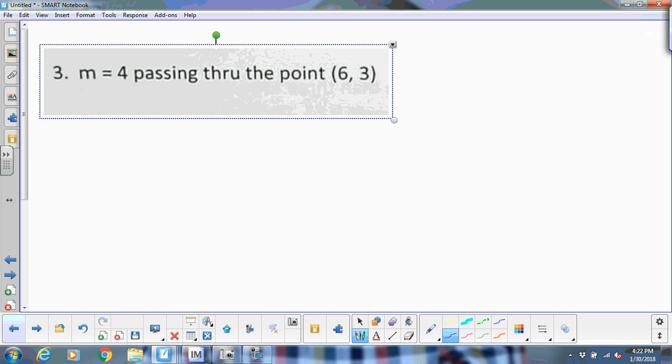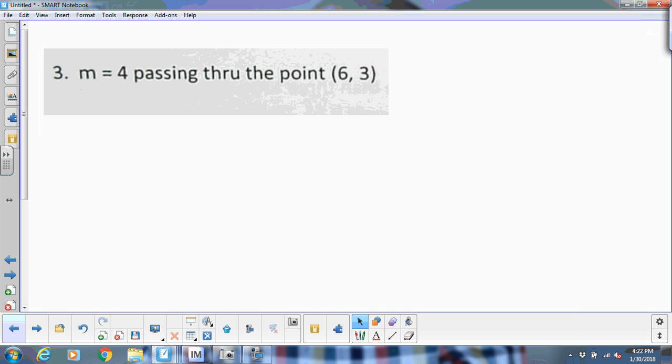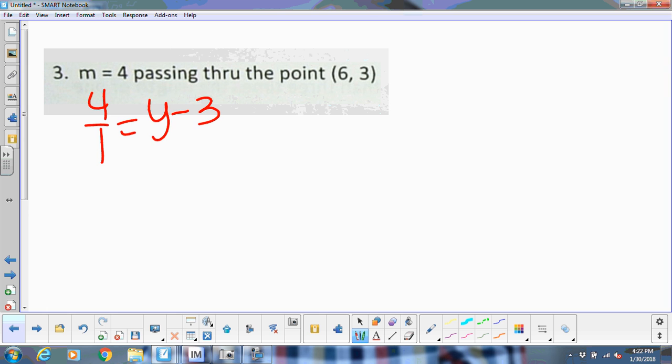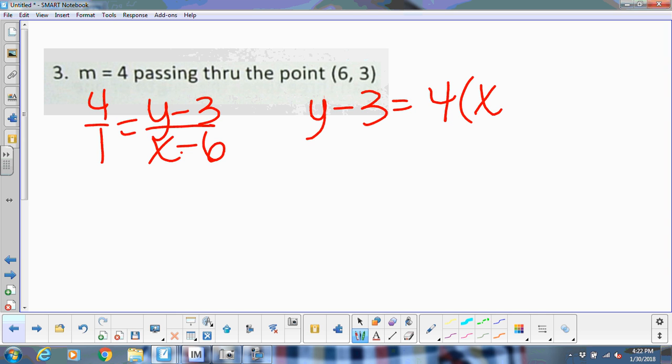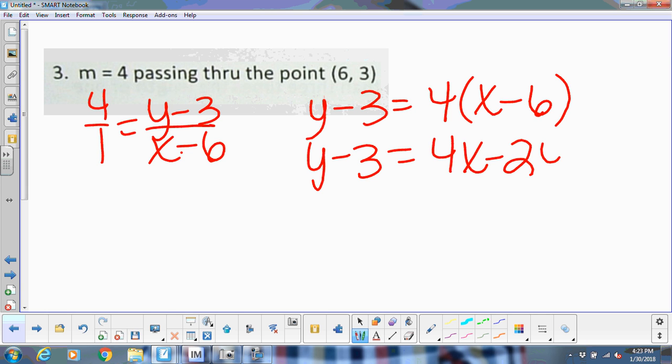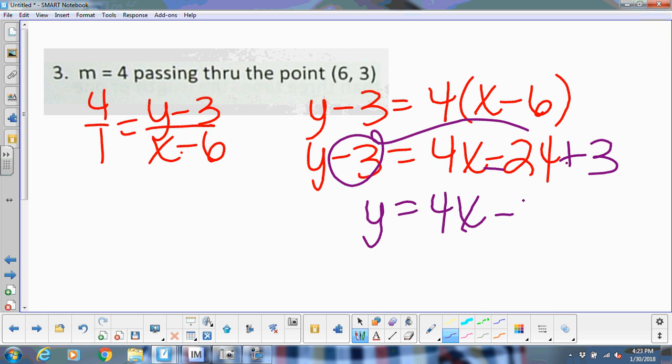All right, number 3. Okay, I believe these were both slope-intercept form problems. So we're going to start with 4 over 1 equals y minus 3 over x minus 6. And when you cross multiply, then in order for it to be slope-intercept form, we want to isolate our y, so I'm going to move my 3. That's a negative and a positive, so that's going to give me negative 21.